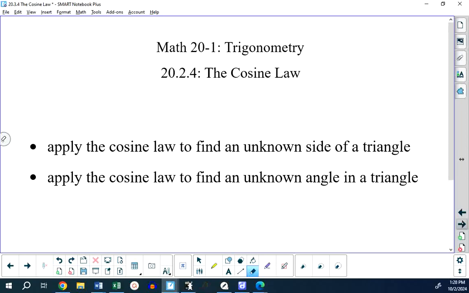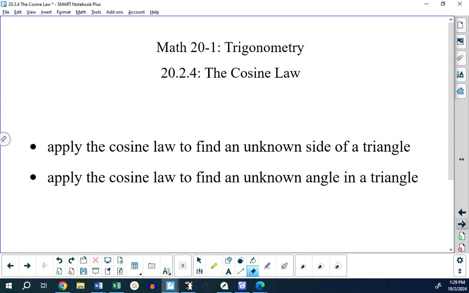This is dealing with what we call the cosine law. What I can tell you is you use the sine law if you have an angle-side pair. So that means you're going to use the cosine law if you don't.